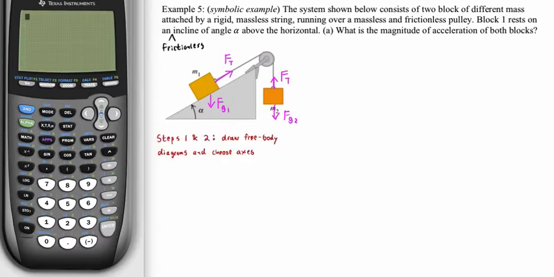All right, and then we also have a final force acting on M1 because it's resting on a surface, so we have the normal force. And the normal force is, by definition, always perpendicular to the surface. In fact, that's what the word normal means. Okay, so now that we have that, we're going to write our sum of forces. So step 2, write the sum of forces for both blocks.